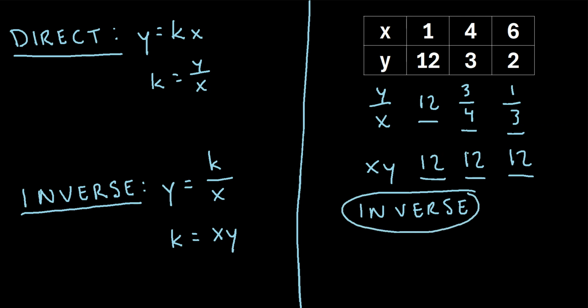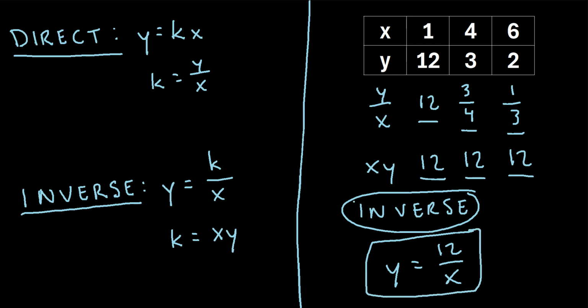And this 12 that we found, this is known as the constant of variation. So if we wanted to write the formula that explains x and y right here, we could write y is equal to 12 divided by x. And we'll find that if we plug in each x value in this table right here, we'll get the correct y value. So 12 divided by 1 is 12. 12 divided by 4 is 3. And 12 divided by an x value of 6 is indeed 2. So this is the formula that describes the inverse variation between x and y.